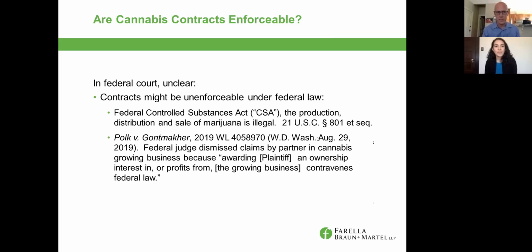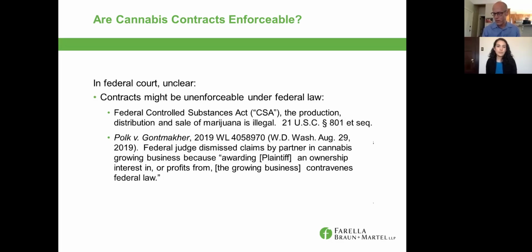Next slide, please. Thanks. So we're going to talk for a few minutes here about the question of whether cannabis contracts are enforceable. And the answer to that question might turn on whether you're in federal court or state court. In federal court, the answer to that question is still a little bit unclear.